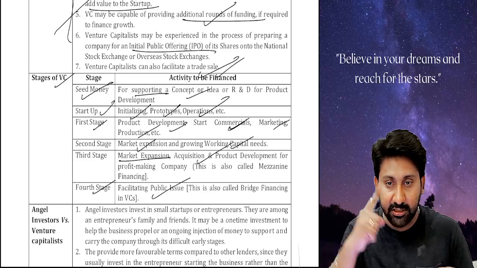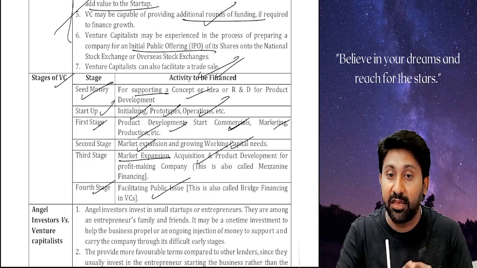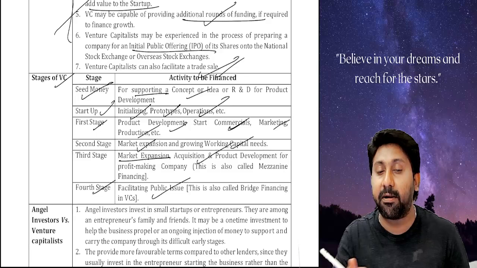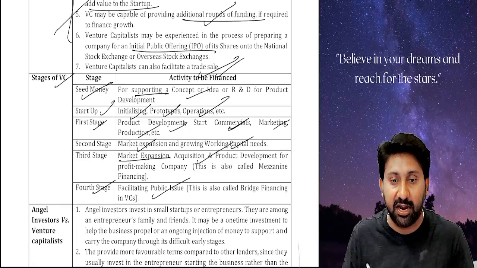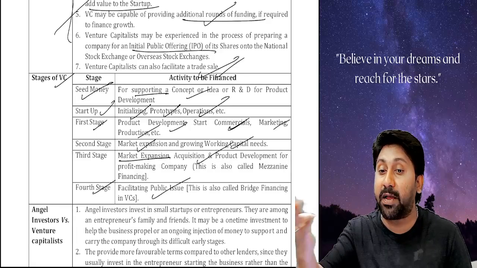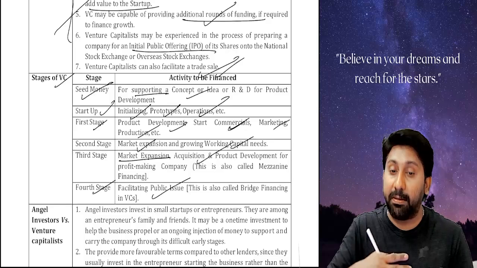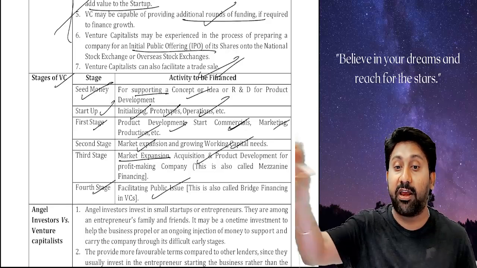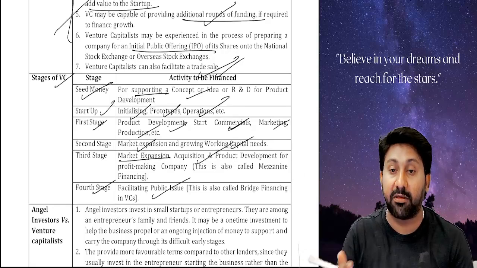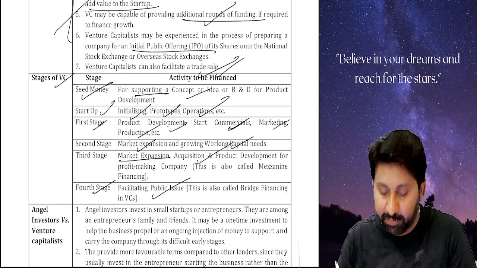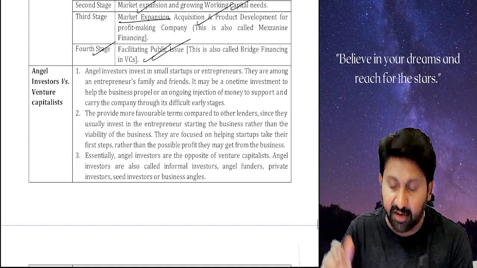Seed money, startup: for the startup they will give money. First stage will be basic product development and commercials and marketing, etc. Next stage will be market expansion, working capital. Third stage will be not only market expansion, but acquiring and product development for the profit making companies. Last one will be the facilitating of further public issues.